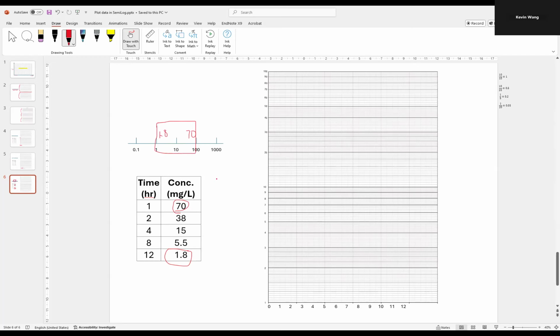So first one is 1 hour, 70, right? So 1 hour is 2 grids or 2 subunits. So over here, and the 70 is right over here, right? So 1 hour, 70. So the first one is easy.